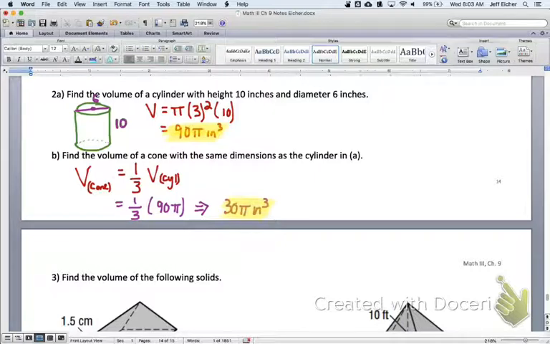for number 2. Be careful, you're given a diameter, so you should use 3 as the radius. If you got something like 360 pi, you mistakenly used the diameter as the radius. And then letter B, the volume of a cone is 1/3 the volume of a corresponding cylinder with the same dimensions. So that should go pretty fast. Well, 1/3 of 90 pi is 30 pi. Now, let us move on to the next page.